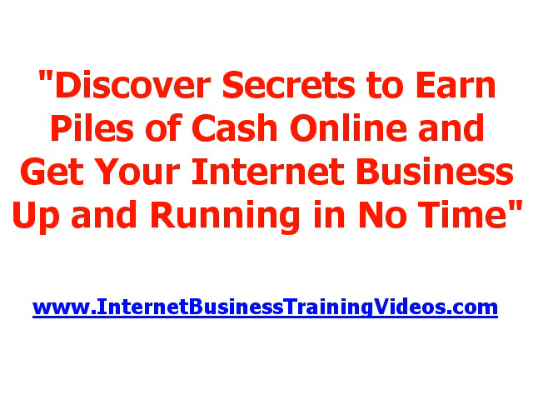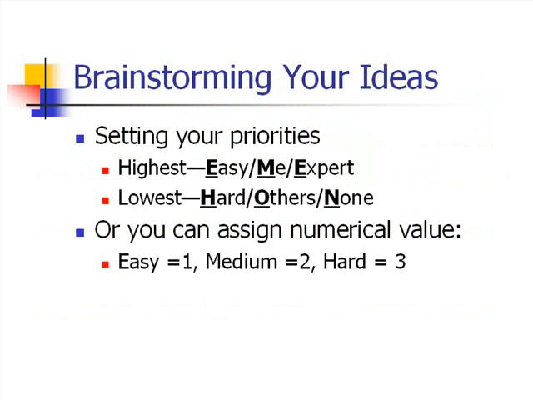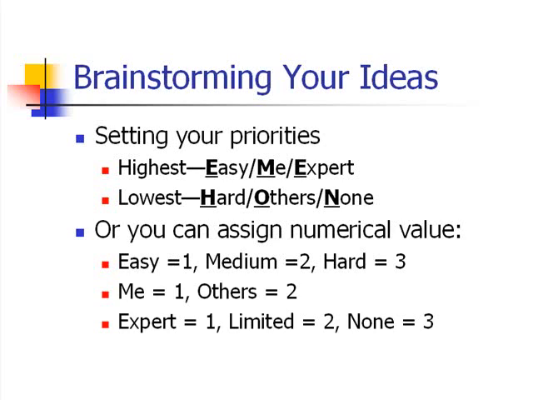Priorities would be simple math. Easy could equal 1, medium equals 2, hard equals 3; me equals 1, others equals 2, expert equals 1; limited equals 2, none is 3. Place those numbers next to each letter in the appropriate columns, and then just add up the totals. Your totals would rank everywhere from 3, the lowest, to 8, the highest.